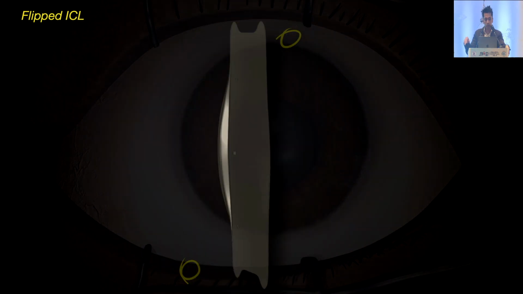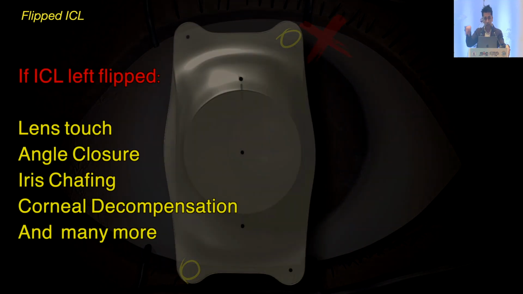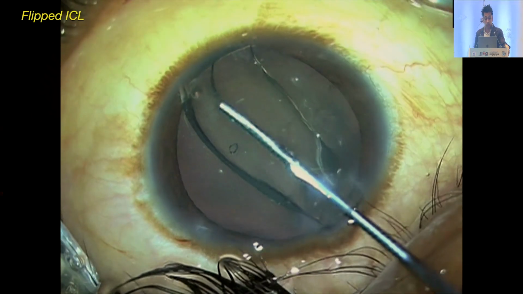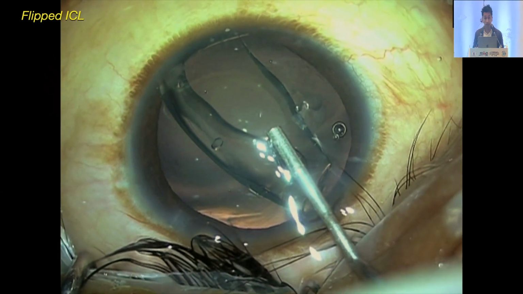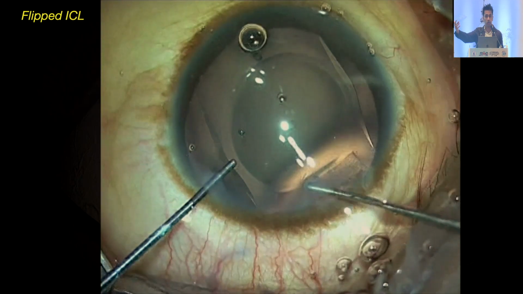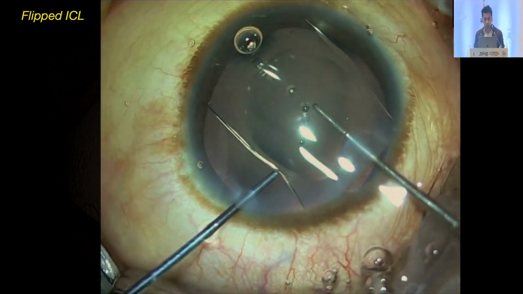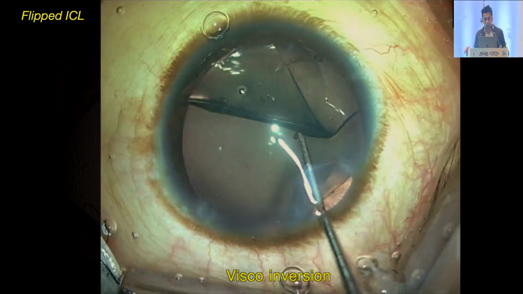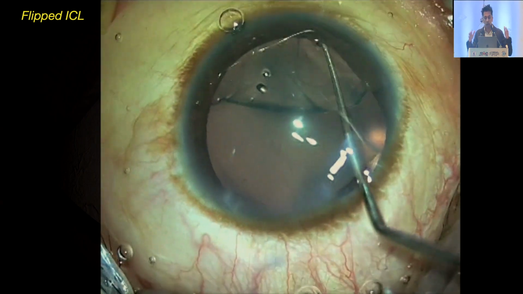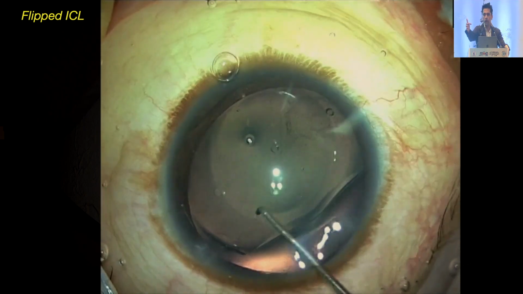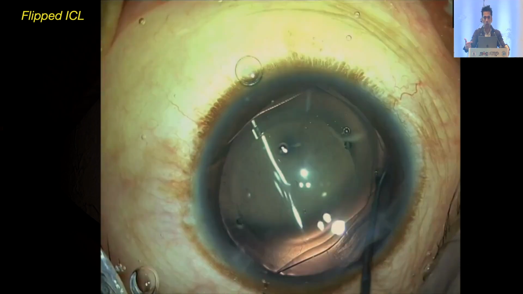What happens in a flipped ICL is you get a rotated one. It's not 360 degrees, it's a flipped one. So the orientation holes will not be in the bottom left, upper right, they will be in the exact opposite positions. This is a resident of ours who was intentionally flipping it without realizing that he was doing this. And so when you come into a scenario like this, a bimanual visco insertion, the visco inversion technique, is used. You basically fill the chamber with viscoelastic and flip the ICL on one pole into the angle, and that rotates the whole ICL across.